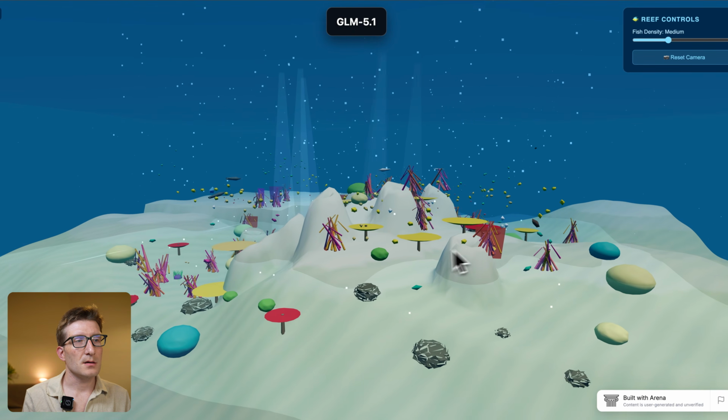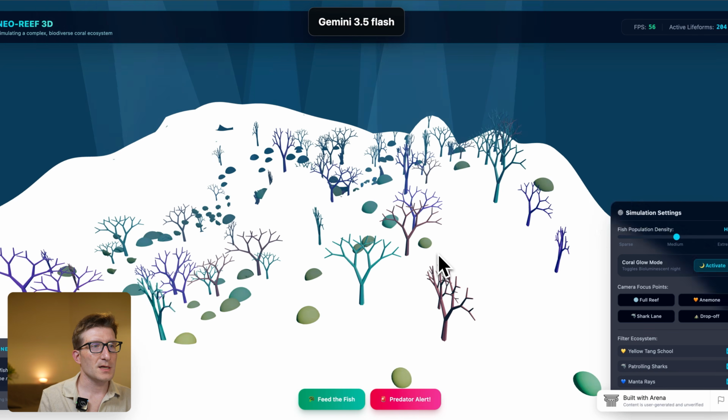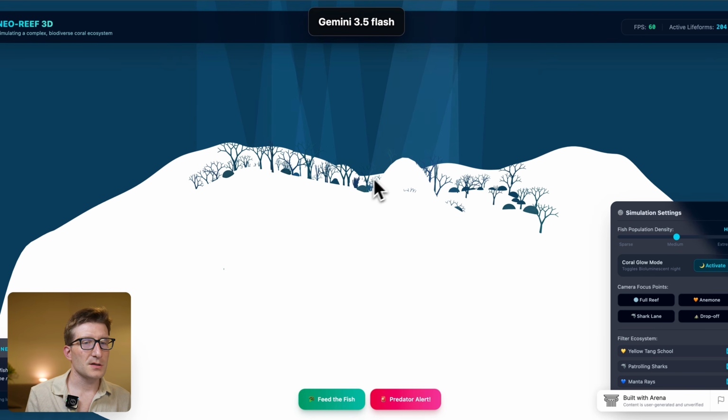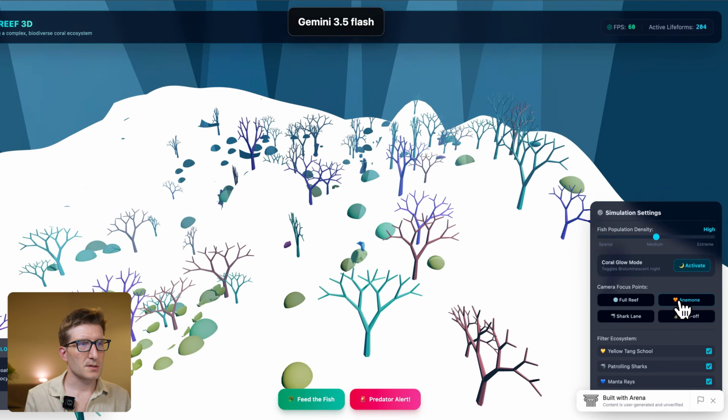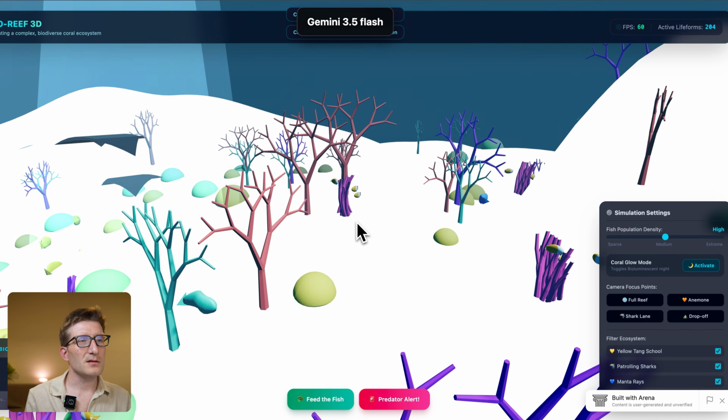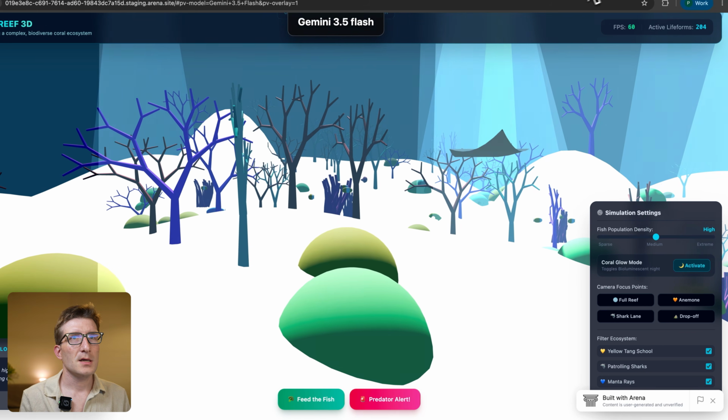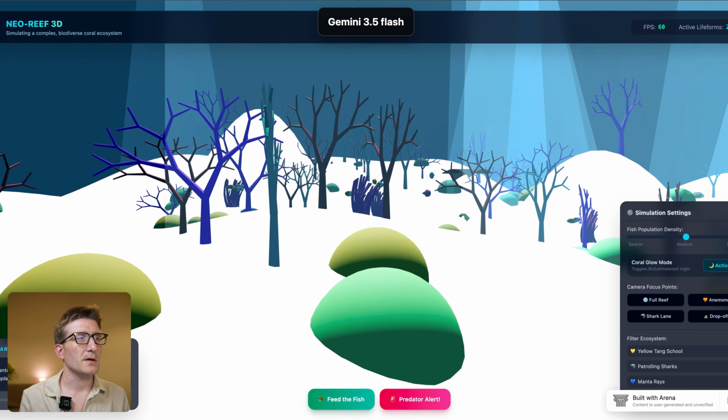And yeah, we can see quite a low amount of detail for GLM, and 3.5 Flash. Not sure what was done here. It tries certain elements, but yeah, it's not a great generation personally.